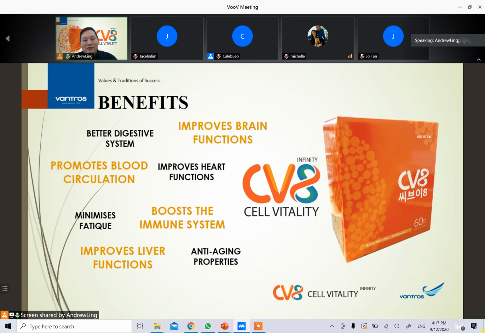Now, whatever I showed you just now are some of the testimonies of people drinking CV8. Some of them are test subjects from the CMC stem cell. And of course, by drinking this CV8 every day, there are a lot of benefits. There are benefits including helping your digestive system, improving your brain function, giving you more alertness, or even promoting your blood circulation as well. Even improving your heart condition, it minimizes fatigue and helps you to feel more energetic.